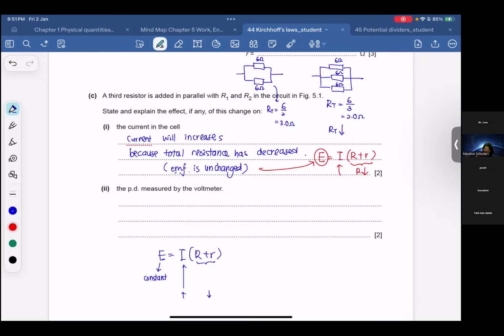That's why the current in the cell should be increased, because total resistance decreases. Okay, so next, the potential difference measured by the voltmeter. Okay, so what do you think?